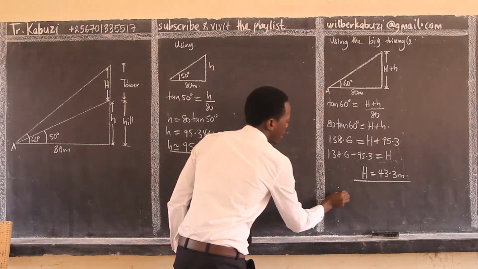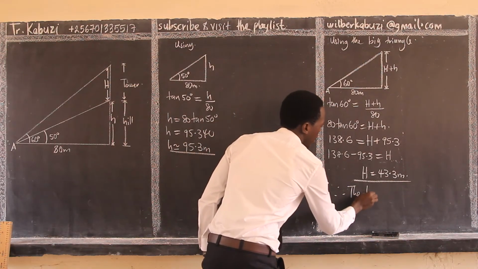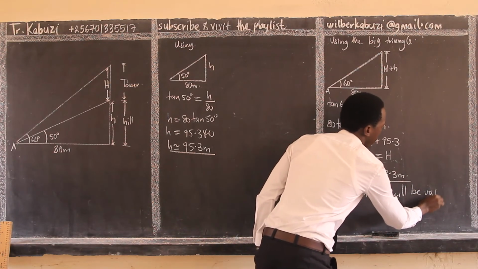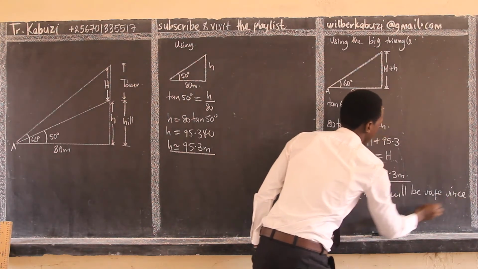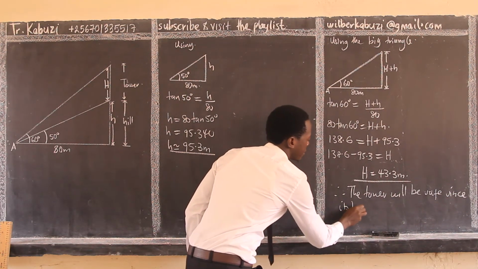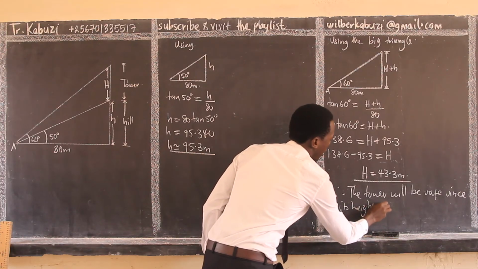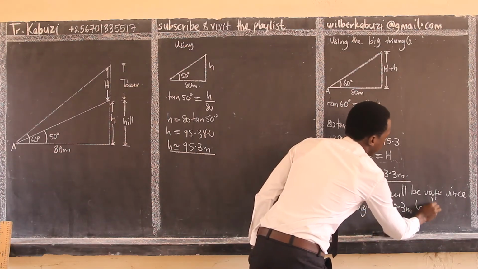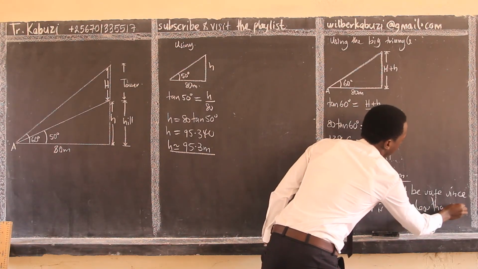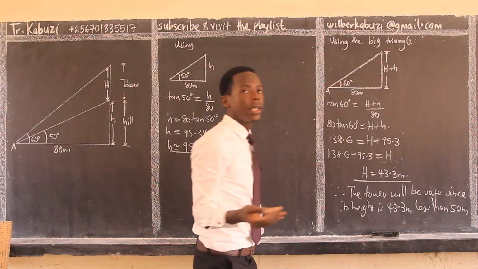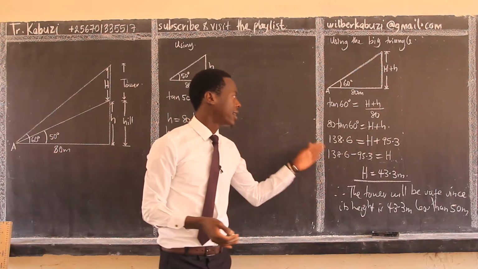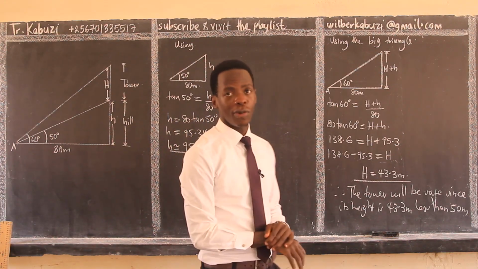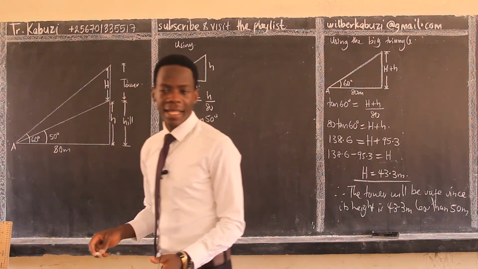The tower will be safe since its height is 43.3 meters, less than 50 meters. We said you always have to respond to the task. So clearly we have responded, and so we have been able to go through that. Let us move to the next chapter.